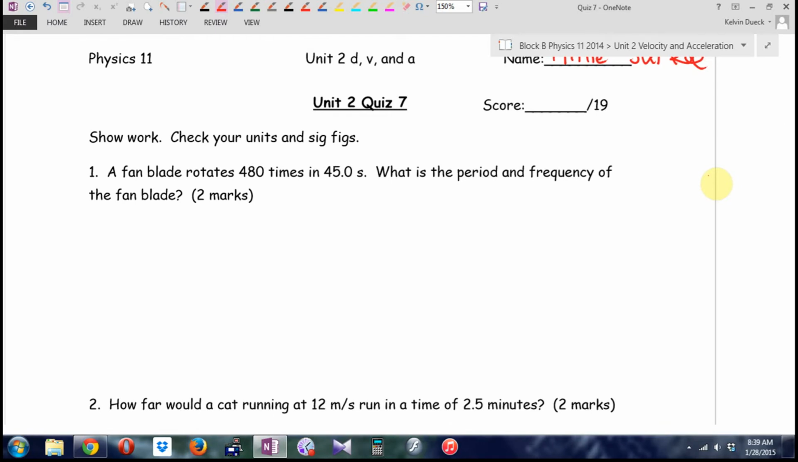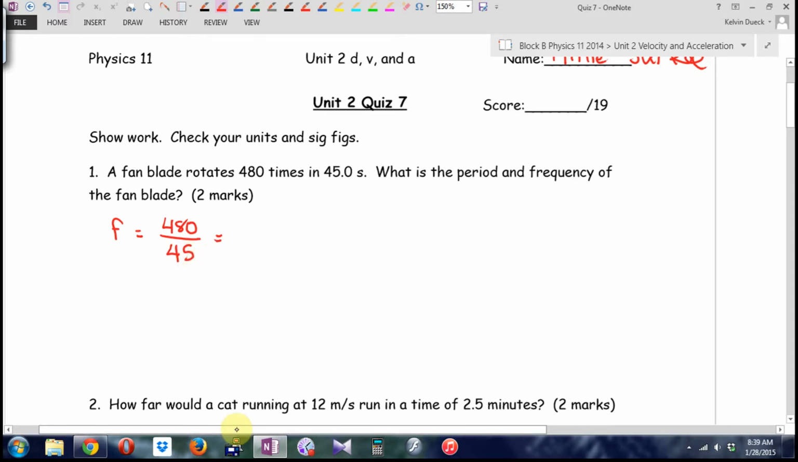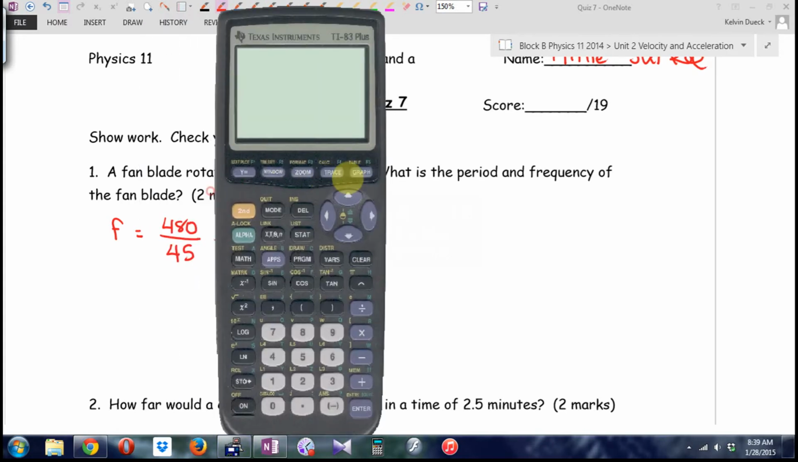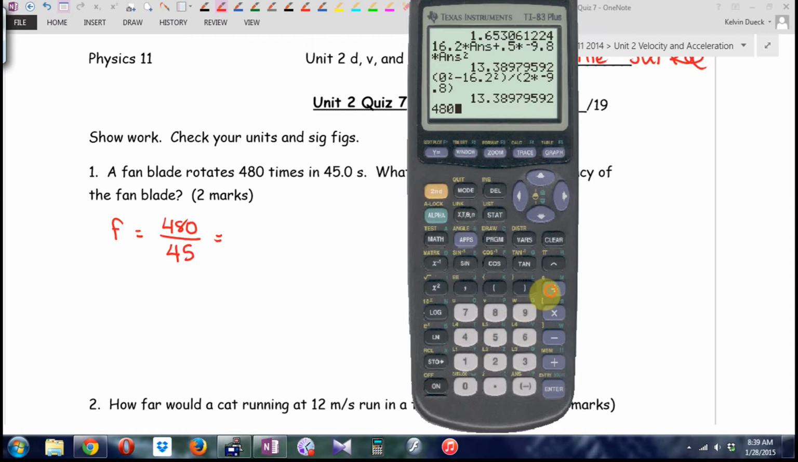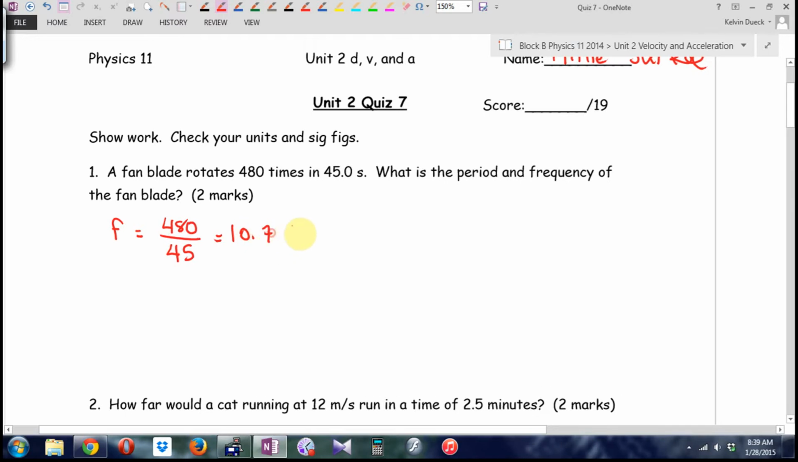What's the period? What's the frequency? So frequency is the number of times per second, the number of cycles per second. So the frequency is going to be whatever 480 divided by 45 is. 10.66, 10.7, and the units are hertz. 1 mark for that.